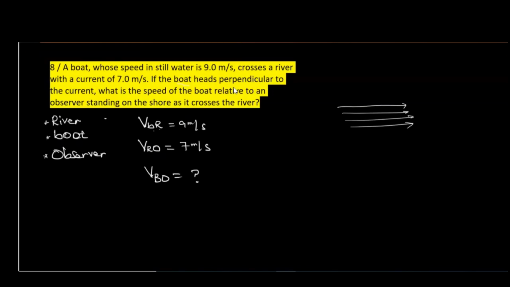Okay, you have to read it this way: the velocity of the boat relative to the river. So this is the velocity of the boat relative to the river, which is equal to 9 meters per second. Okay, this is going this way horizontally.